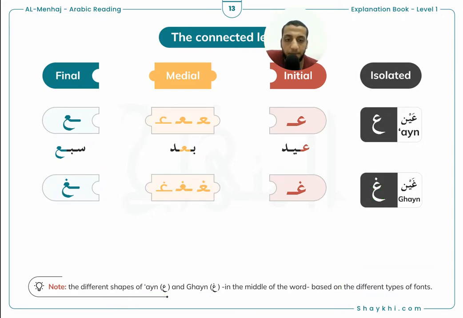Let's take examples. As you can see here, this is the initial form, this is the middle form, and this is the final form. So I hope these two letters Ayn and Ghayn are clear and easy in all their forms, initial, middle, final, and for sure isolated.